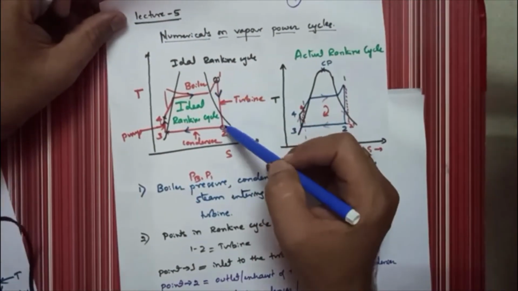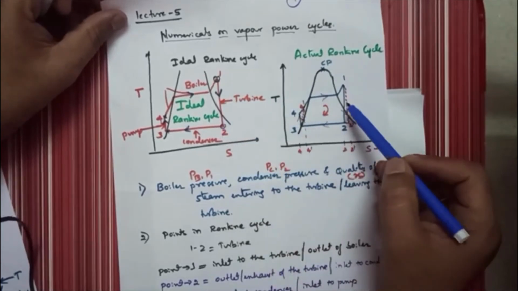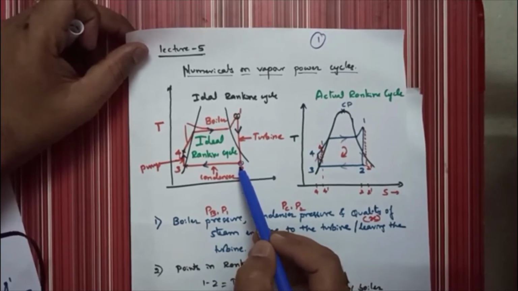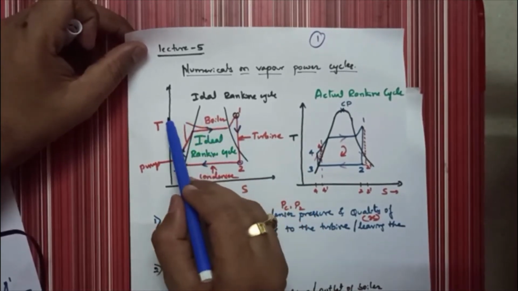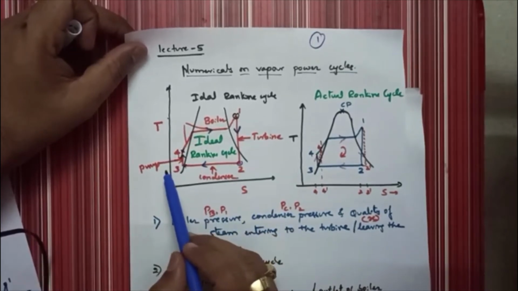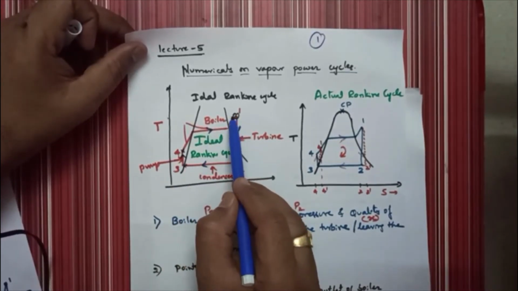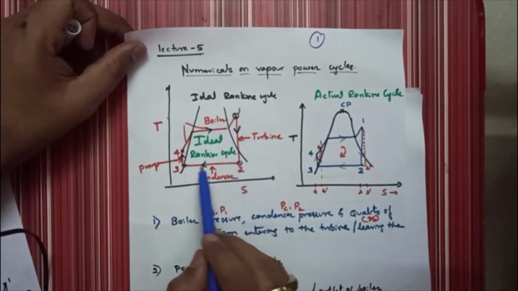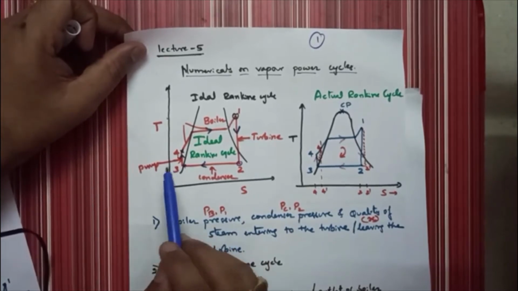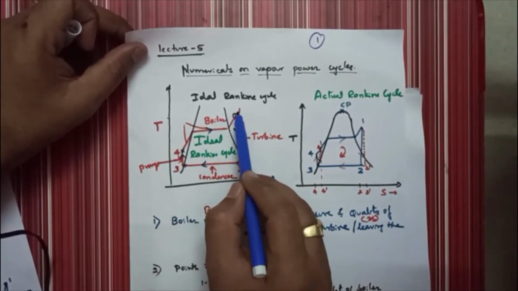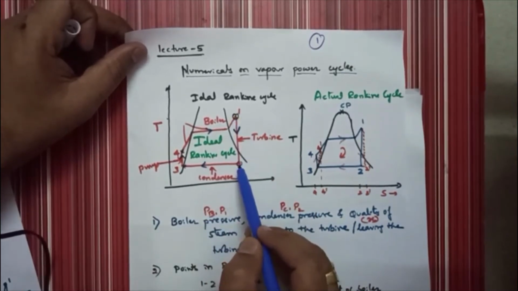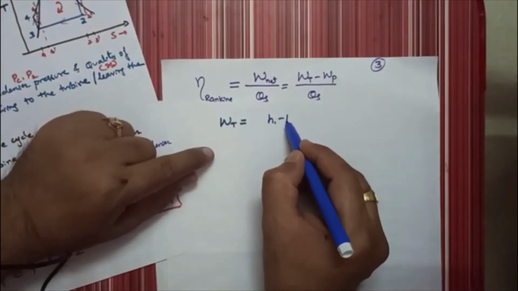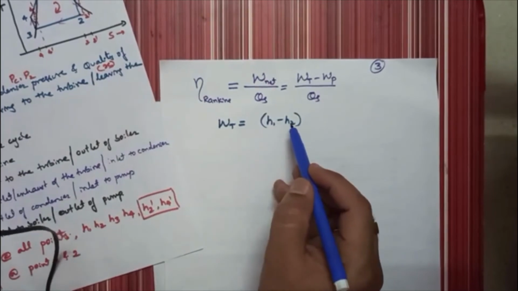This is 1 to 2. So in the turbine, here is also the same. In the 1 to 2 component, that is the turbine process, point number 1 has the highest temperature, point number 2 has the lowest temperature, correct. So enthalpy at point number 1 and enthalpy at point number 2. Okay, so here in the turbine, if you take the difference of highest enthalpy minus lowest enthalpy, you will get the work done by the turbine. So H1 minus H2, highest enthalpy minus lowest enthalpy.